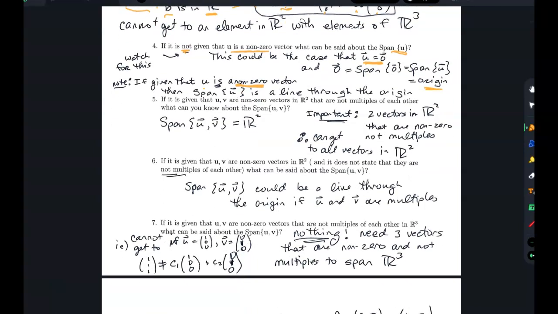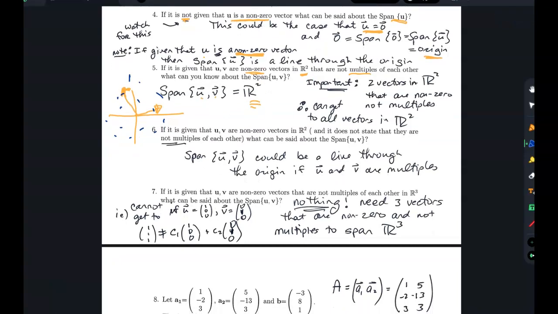If it says u and v are non-zero vectors in R2, and they're not multiples of each other, I could have one of the vectors here and another vector here. They're not multiples of each other and neither of them is 0. You can get to everything in R2 by taking linear combinations of those. So all of R2 can be reached by adding or subtracting those two vectors.